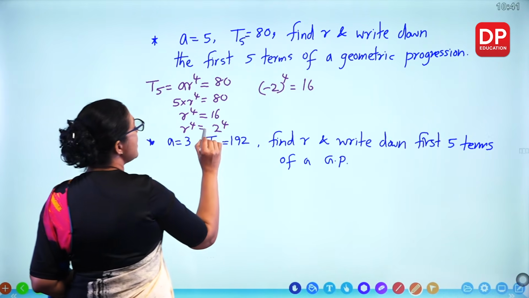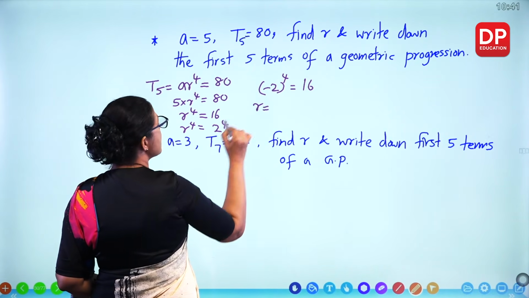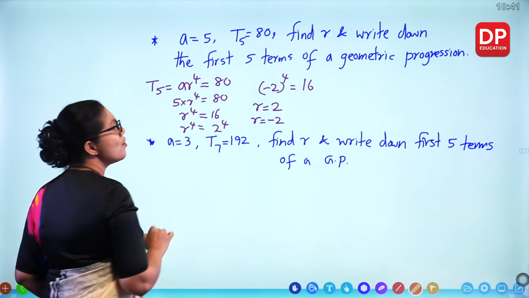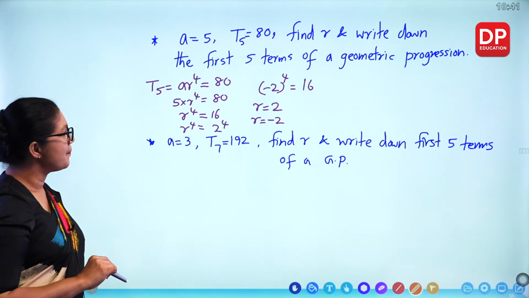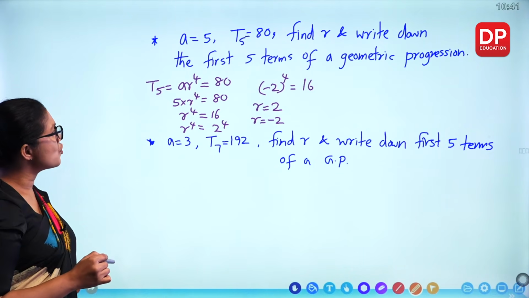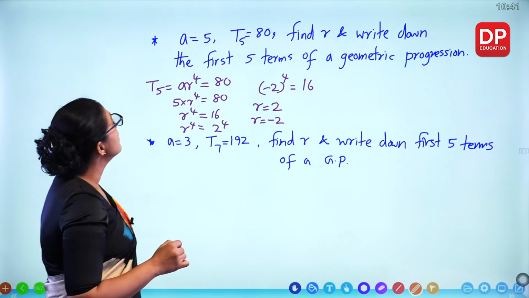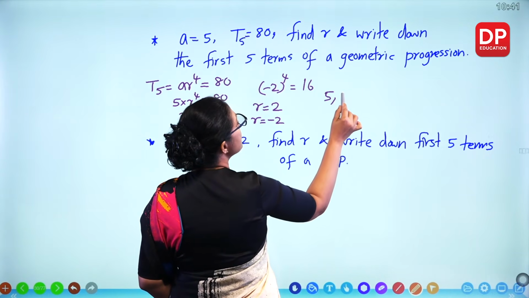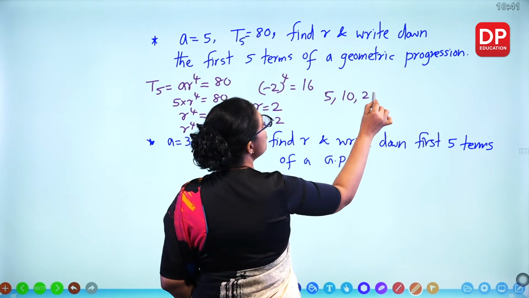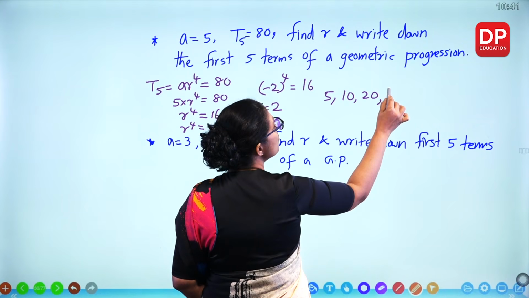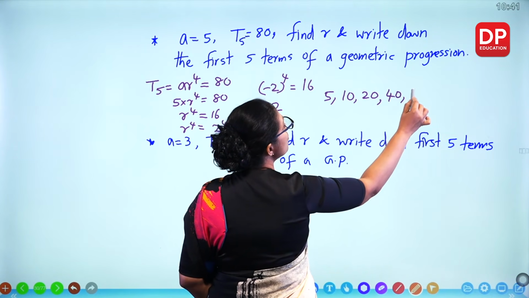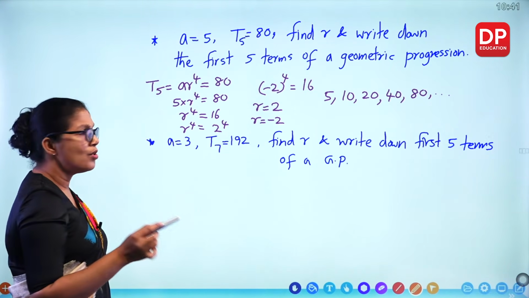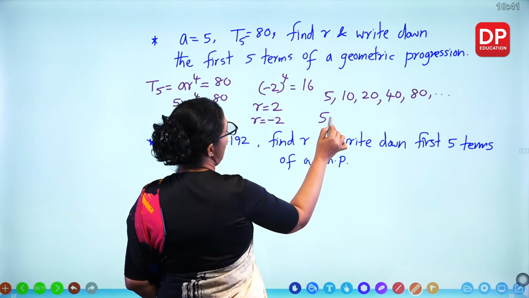So I can write r as plus 2 or r as minus 2 for this sequence. So if r equals plus 2, what's the sequence? Starting from 5, 5 times 2, 10. 10 times 2, 20. 20 times 2, 40. 40 times 2, 80.